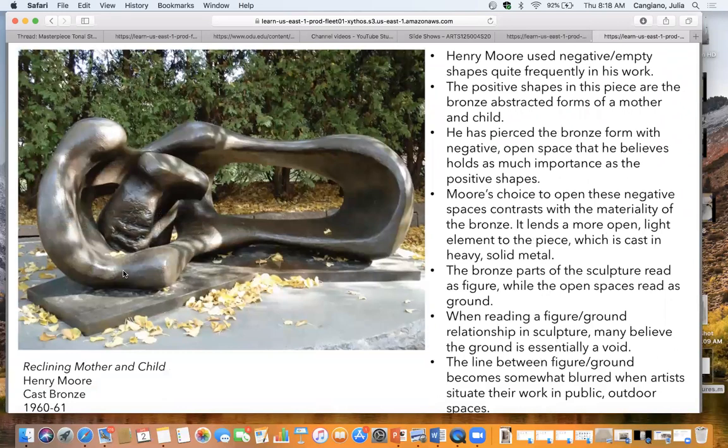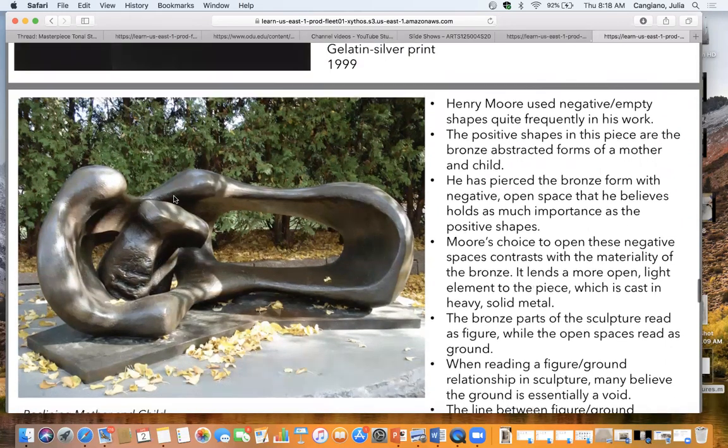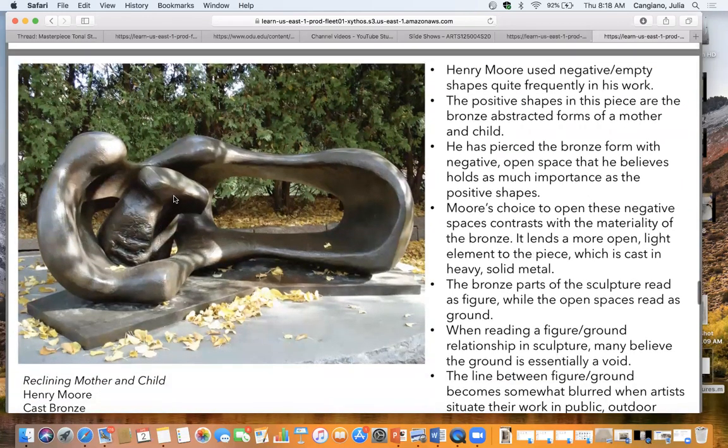And this is figure ground, positive, negative space, in three-dimensional form. So this is Henry Moore, Reclining Mother and Child. And you can see that, obviously, it's outside, right? So this is like the ultimate figure ground relationship, because it's not necessarily encapsulated in just a two-dimensional image. And he has cut into his bronze form and let us actually just see right through it.